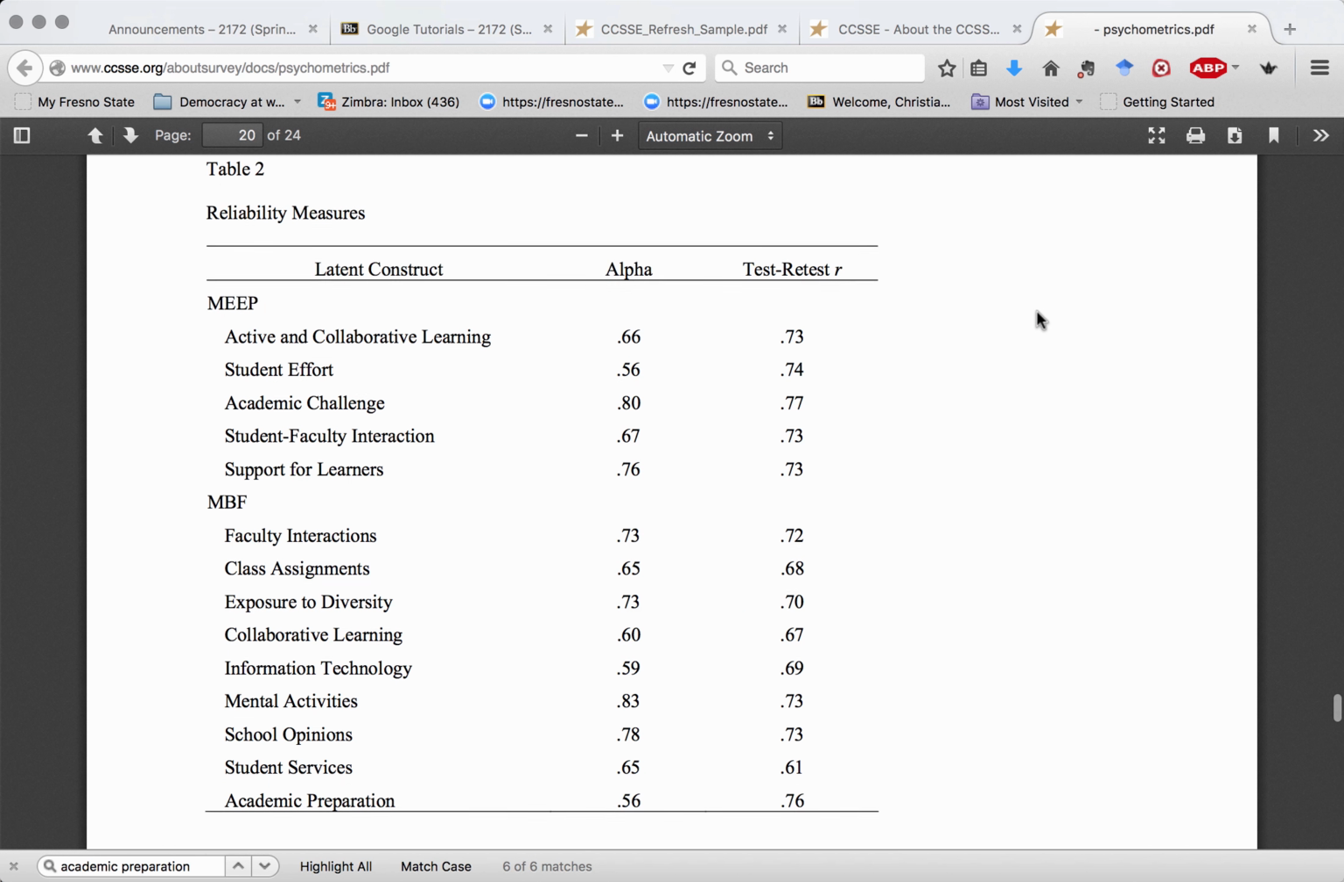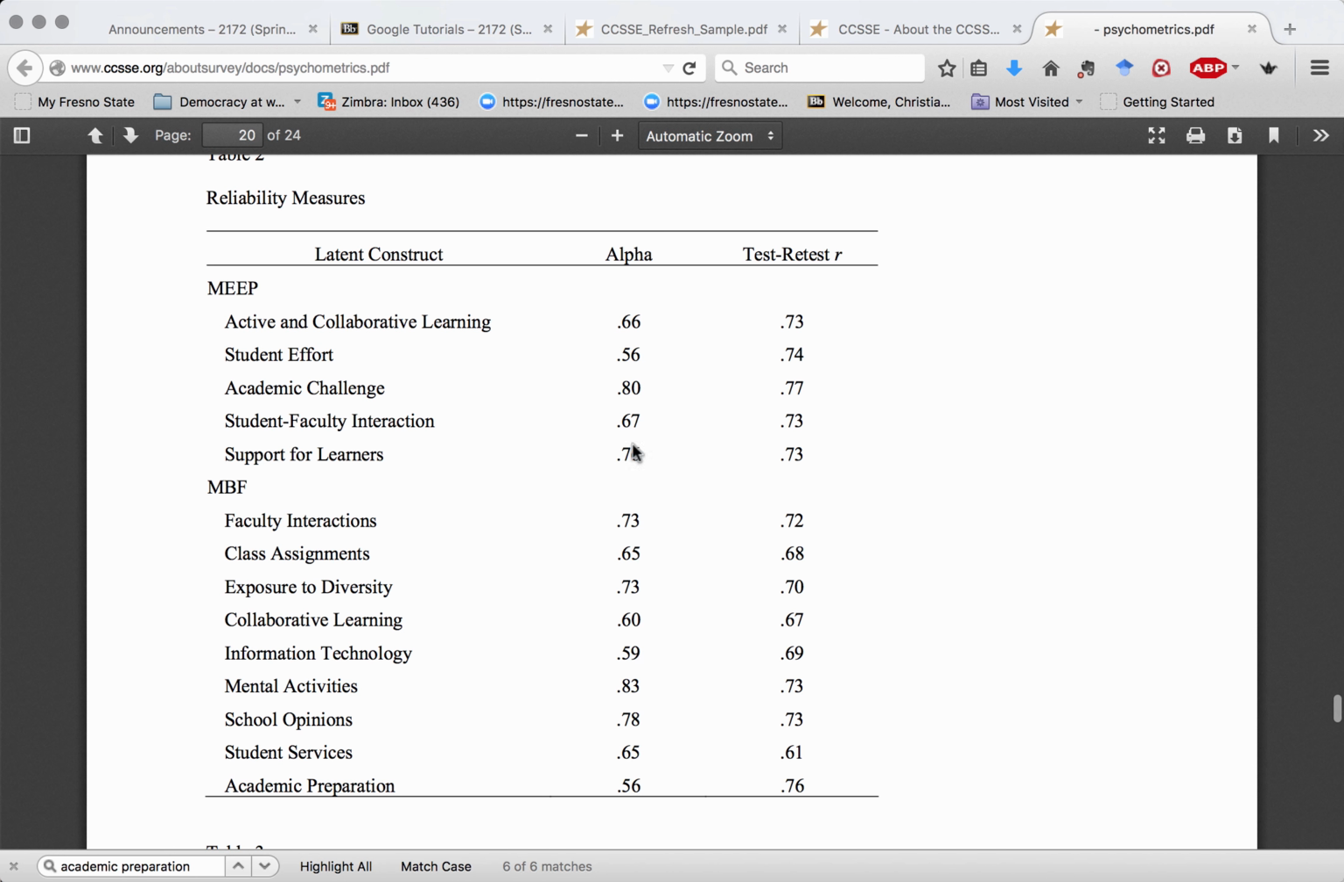Okay, here the reliability. Now we have here the Cronbach's alpha, and the test-retest. And here are the latent constructs. So for example, the scale for active and collaborative learning has an alpha of 0.66, right, which is a little bit below the 0.70, and a test-retest correlation of 0.73. So if you are high or low in active and collaborative learning, your tendency is to be high or low as well the next time.